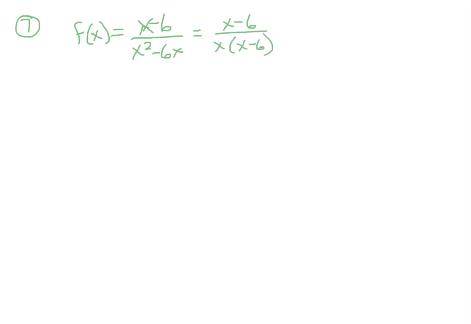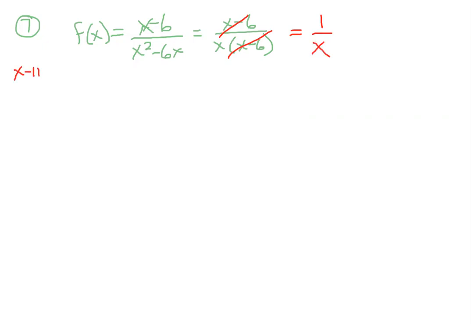And we've got f of x equals (x minus 6) over (x squared minus 6x). First thing we have to do is simplify. We can take an x out of the bottom and we get x minus 6. And look at that. We can cross that off and it becomes 1 over x. This one will be easy.